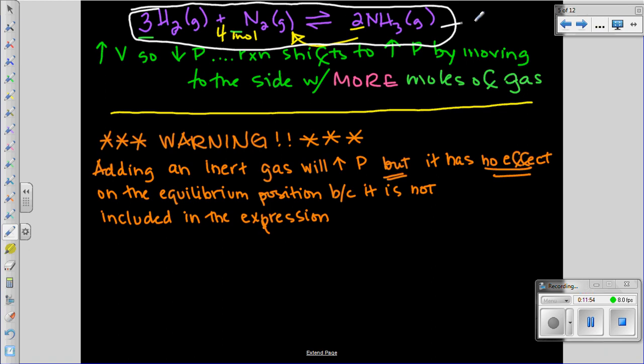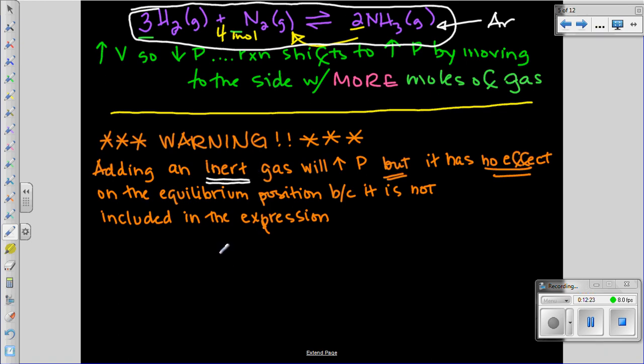But by adding that gas, let's say we add something like argon or helium, it doesn't change the partial pressure of any of the individual gases that are already there. It's also not included in the equilibrium expression because it's not participating in the reaction. That's what's important about being inert or non-reactive.